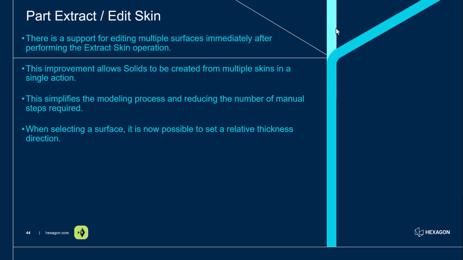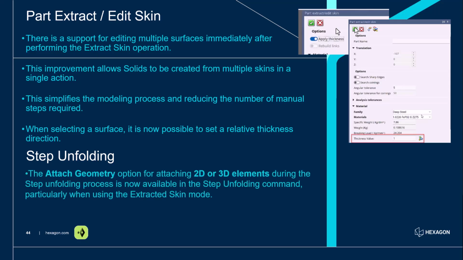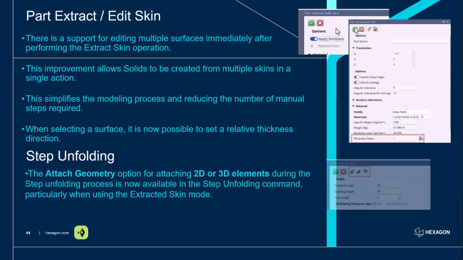When selecting a surface, it is now possible to set up a relative thickness direction. And for step unfolding, the attached geometry option for 2D or 3D objects during the step unfolding is now available in this step unfolding command, particularly when extracted skins are activated.